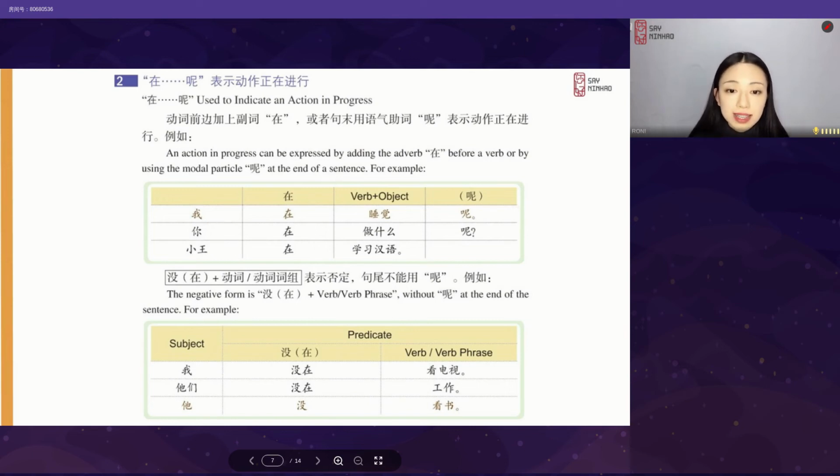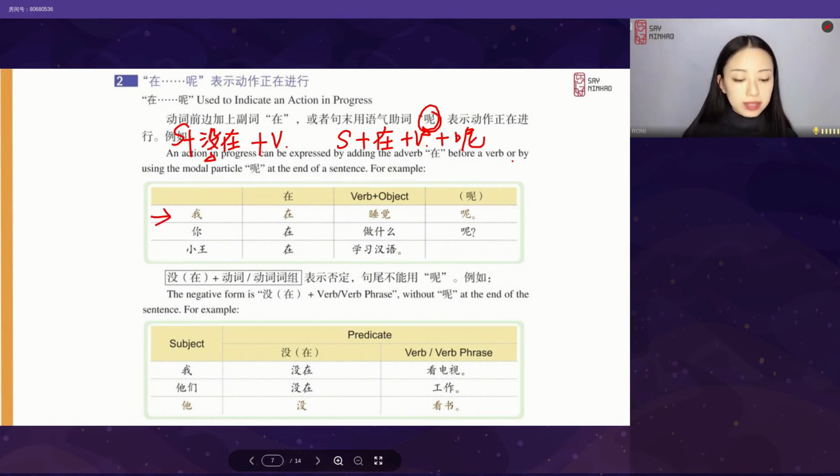It is 在 blah blah 呢, which means the action is in progress. So it is happening. And at the end of the sentence, we will use 呢. But the negative form of it is 没在, not 不在. The negative form is 没在 plus a verb, without 呢. And the positive form of 在 is the subject plus 在 plus a verb, plus a 呢 at the end of the sentence. Let's see the examples.